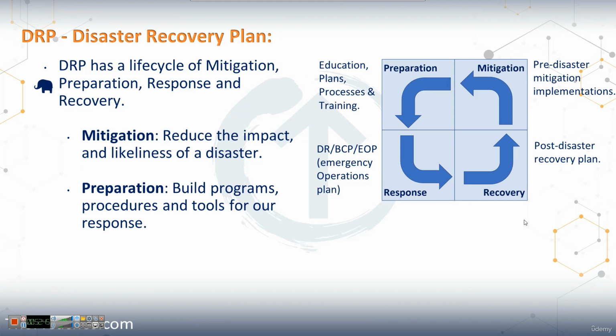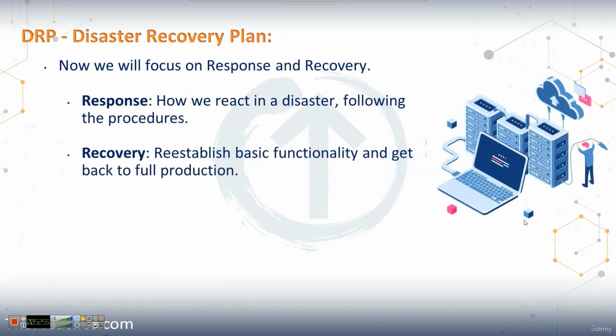Then we talked about the DRP lifecycle. We start with mitigation, and that is pre-disaster mitigation and preparation. That is all the plans we make, the education, the processes, the training. Then we have the response. How do we react in the disaster? We follow the plans. Then we have recovery. How do we re-establish basic functionality, and how do we get back to full production?